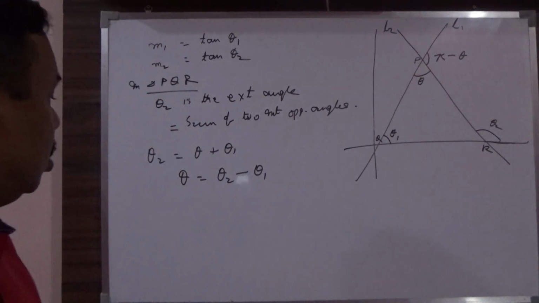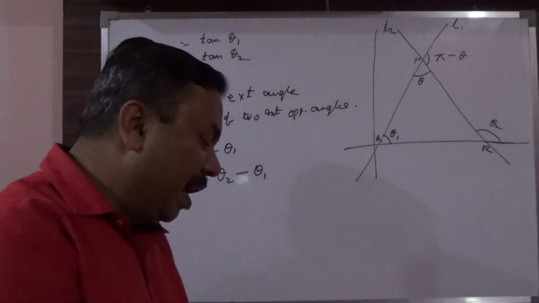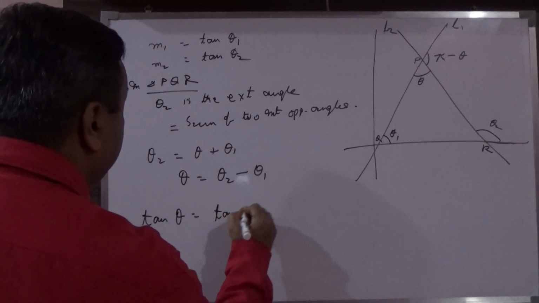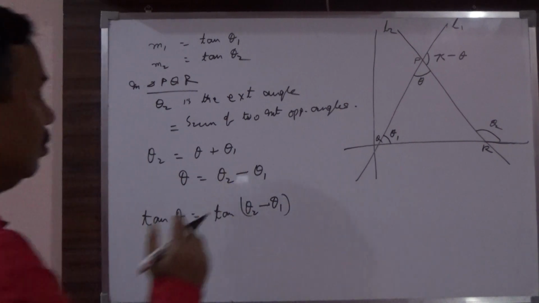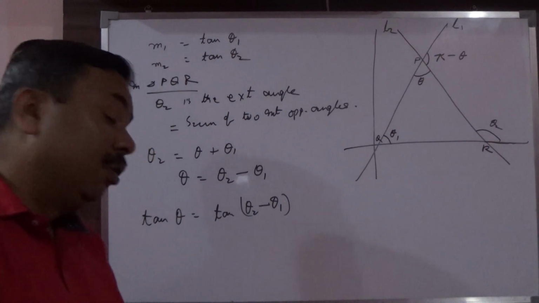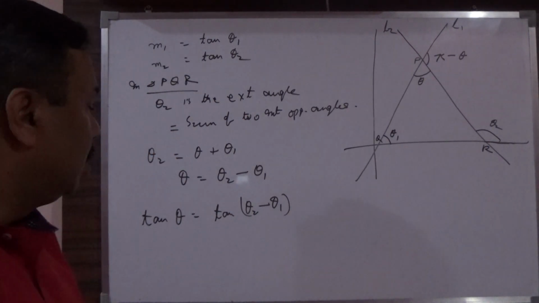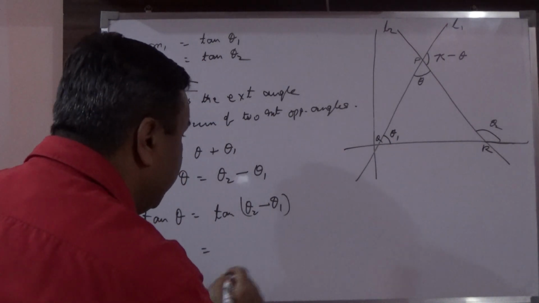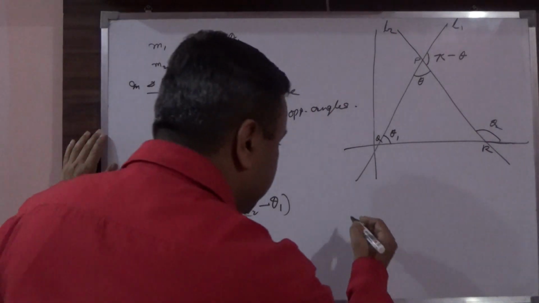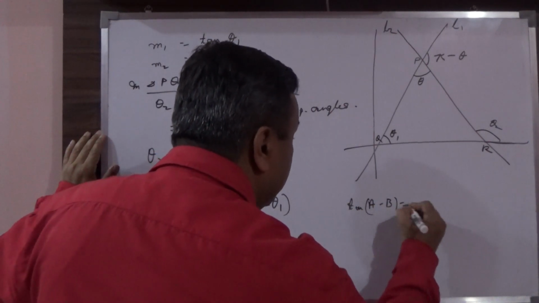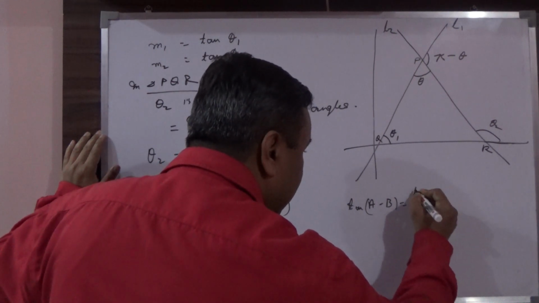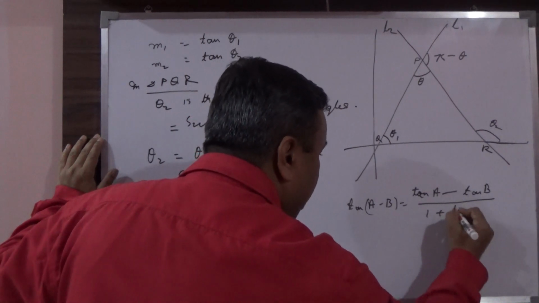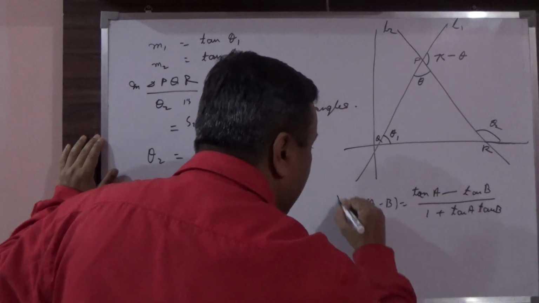Now if I have to find out tan theta, tan theta will be equal to tan of theta 2 minus theta 1. You know the value of the angles, so you have to find tan of theta 2 minus theta 1. And now how to find it? See what happens. Remember the formula, or I will just give it to you if you have not studied it: tan of A minus B is equal to tan A minus tan B divided by 1 plus tan A tan B. I will use this formula.